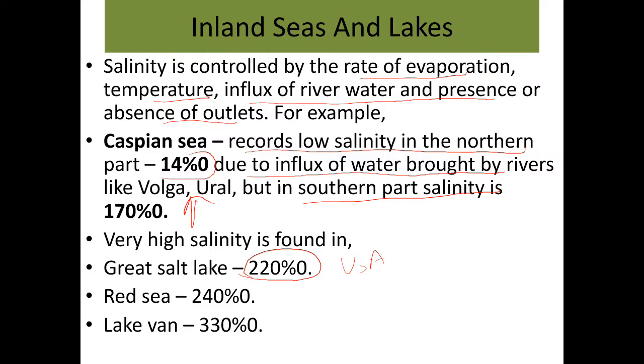In the Red Sea, it is 240 per thousand. Lake Van, which is in Turkey, records a higher salinity, like 330 per thousand. Even the Dead Sea also records a higher salinity, which is more than 230 per thousand.